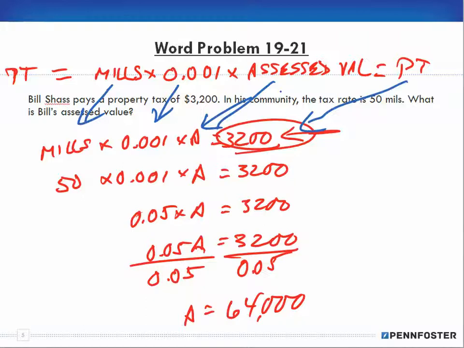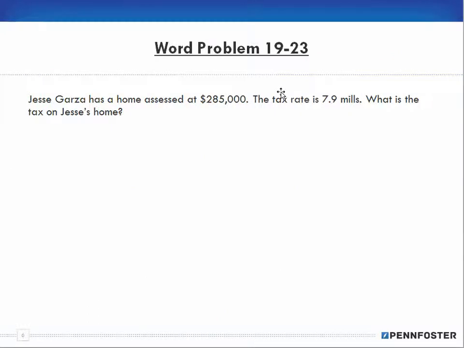Okay, all right. Let's see here, 21, 20. I only have two more, so let me see if I can punch them out here. Jesse Garza has a home assessed at $285,000. The tax rate is 7.9 mils. What is the tax on Jesse's home?